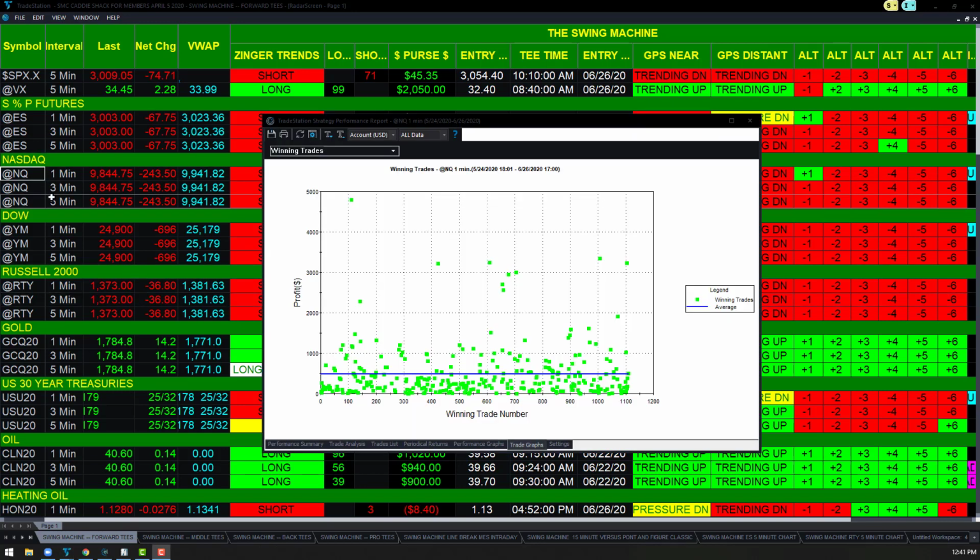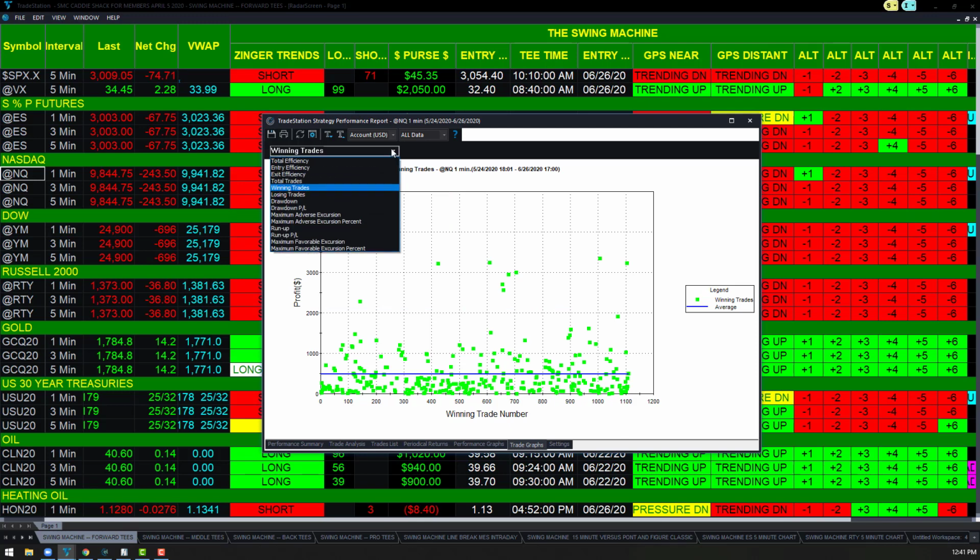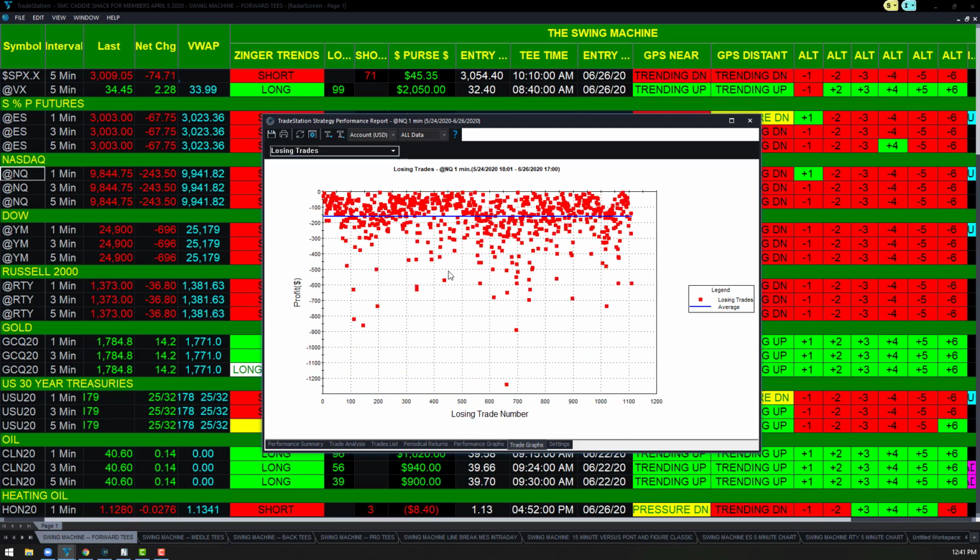Let's look at the NQ. Okay, on the NQ, on a 1-minute, the average winning trade, I just got to get my cursor here, is $482. That's the average winner, $482. What is the average loser? $161. I like those odds.